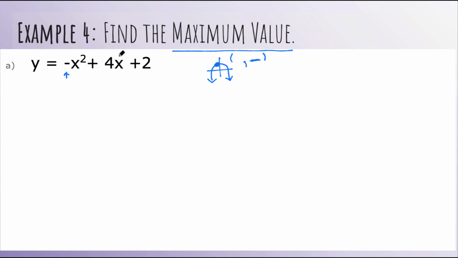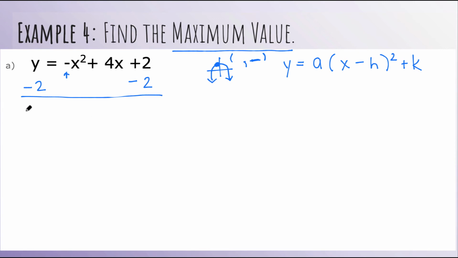Okay, so let's proceed. We need to get this into vertex form. Right now it's in standard form. So as a reminder, our vertex form is y equals a times x minus h squared plus k. All right, so first step, like in the last problem, we're going to subtract the constant over to the other side. So in this case, we're left with y minus 2 is equal to -x squared plus 4x.